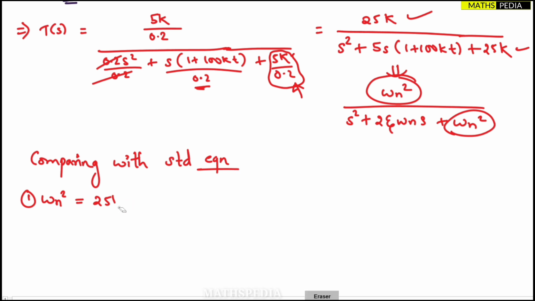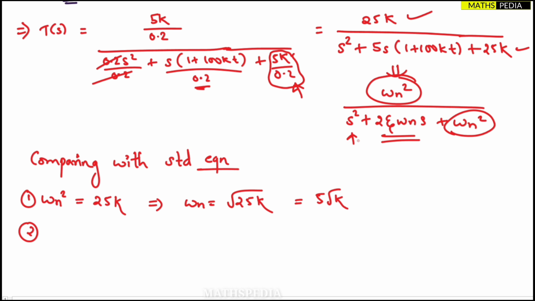Omega n square value is equal to 25k. So from that, can I get the omega n value? So omega n is equal to square root of 25k. Now what is square root of 25, which is nothing but 5? Square root of k is remaining. Second thing, we can compare the middle term. There is no need of comparing s square, the coefficient is already 1.